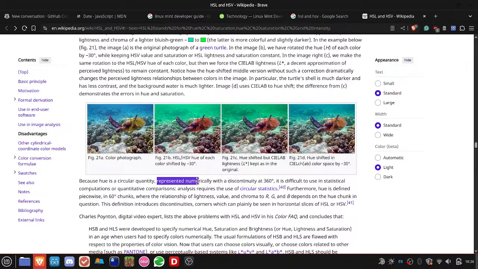Hue is a circular quantity represented numerically with a discontinuity at 360 degrees. It is difficult to use in statistical computation or quantitative comparison. Analysis requires the use of circular statistics.